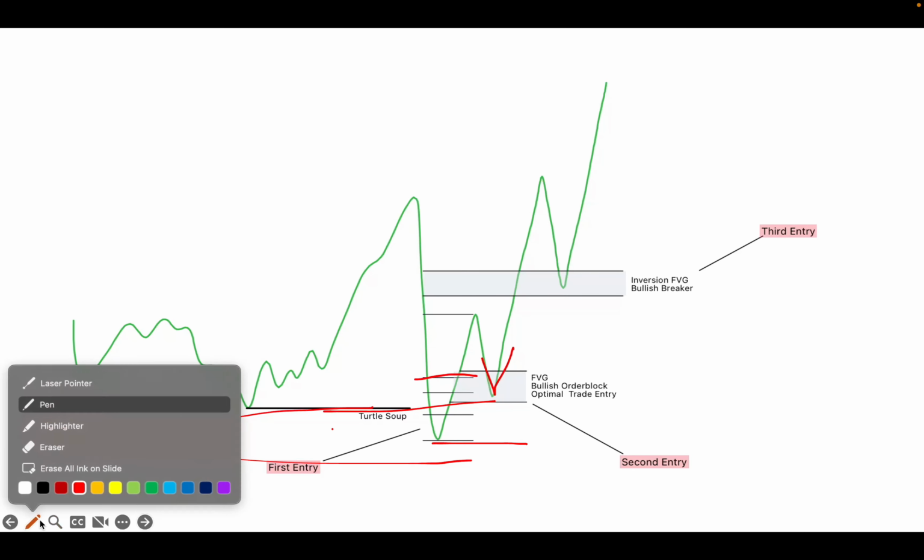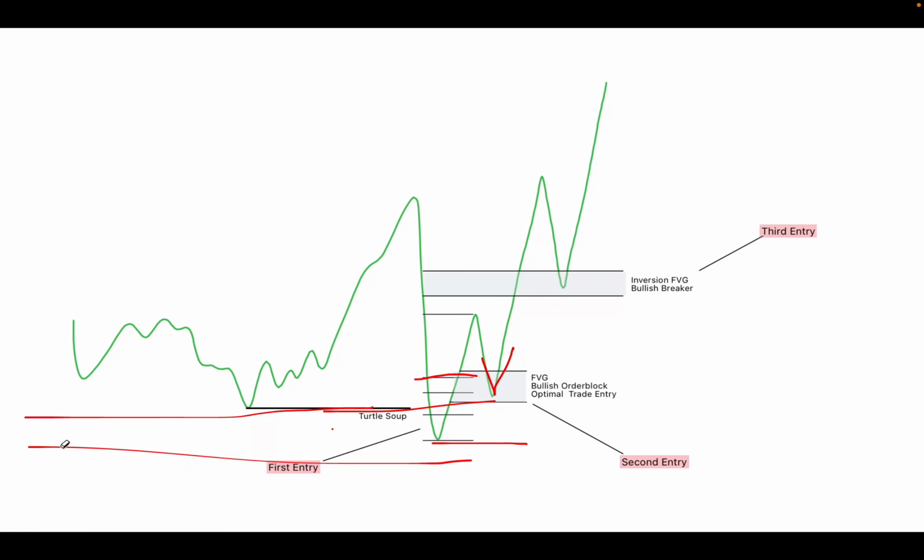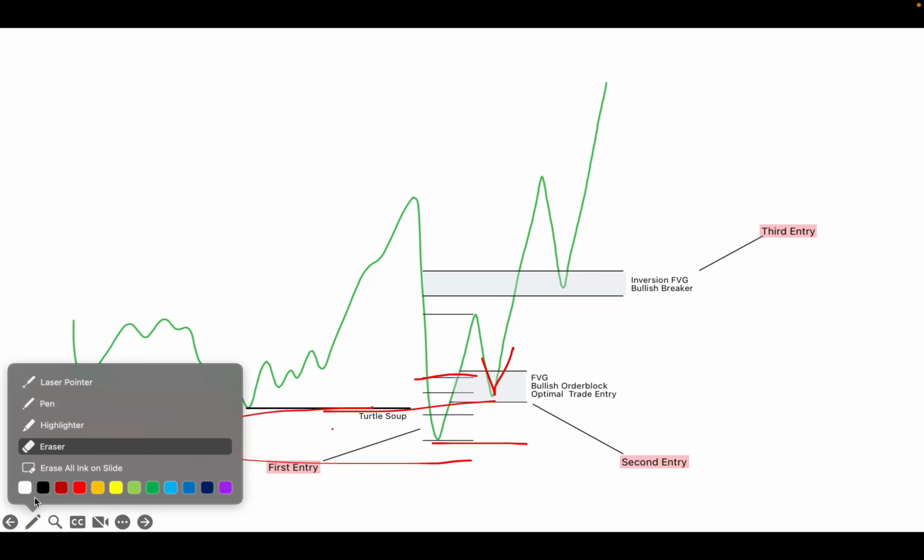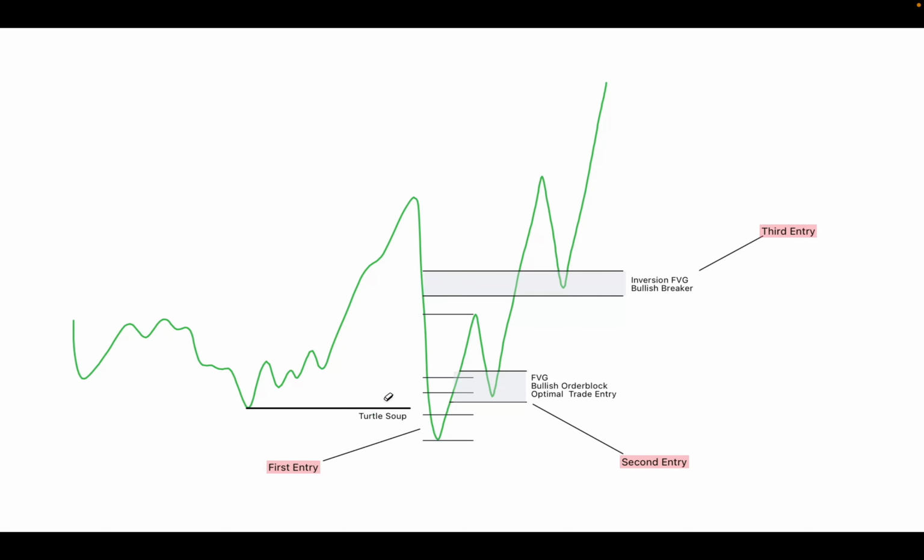It tags into a higher time frame PDRA, which is a discount PDRA for a buy. So it tags into a higher time frame discount PDRA. What you're going to be expecting is for price to give us an entry, then a reversal. So you would enter on the total soup. So that's your first entry.